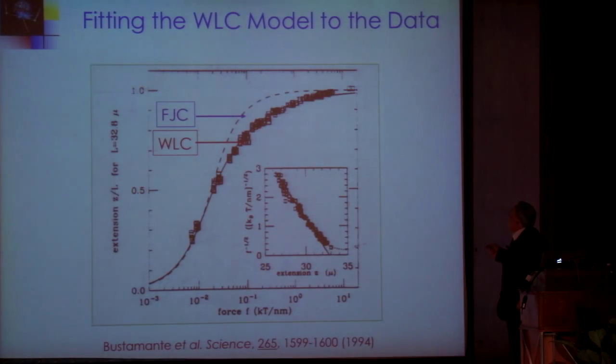And here you can see a comparison between the two leading theories for the elasticity of DNA, the freely jointed chain in dashed line, and the wormlike chain that I just showed you in a continuous line, and the data. And you can see that the data follows very nicely the wormlike chain model, and not so the freely jointed chain model that describes the DNA as a polymer made out of rotationally independent Kuhn segments.